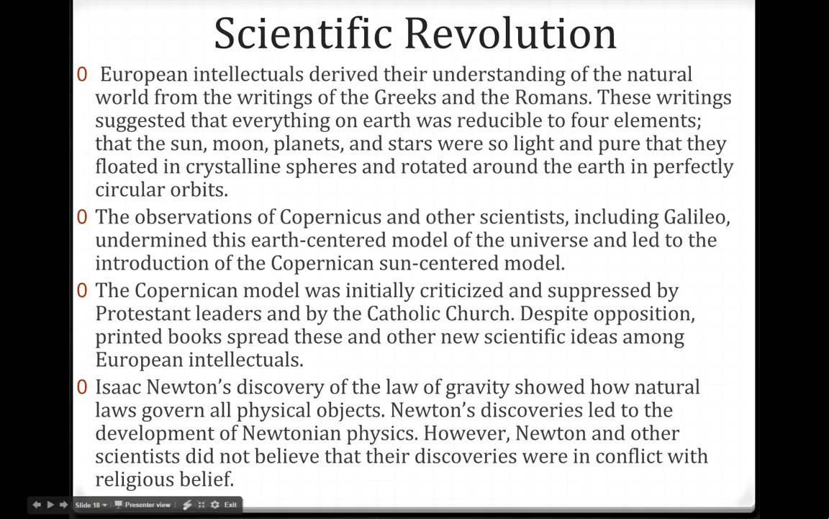All of this, though, led to the scientific revolution. 17th century European intellectuals were divided between the ancients and the moderns. The traditional view was that humanity was fallen from God's grace because of original sin. Moderns believed that humans were endowed with reason. European intellectuals derived their understanding of the natural world from the writings of the Greeks and the Romans. These writings suggested that everything on Earth was reducible to 4 elements, and that the sun, moon, planets, and stars were so light and pure they floated in crystalline spheres and rotated around the Earth in perfectly circular orbits.